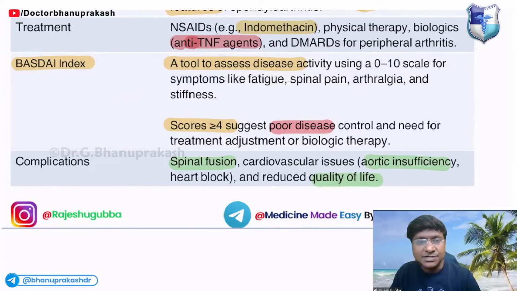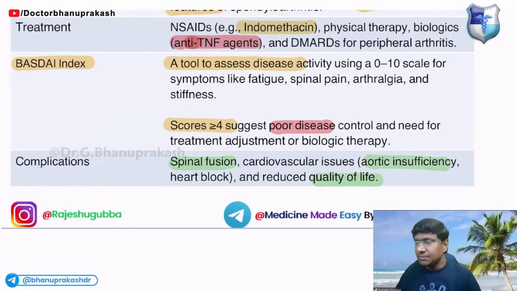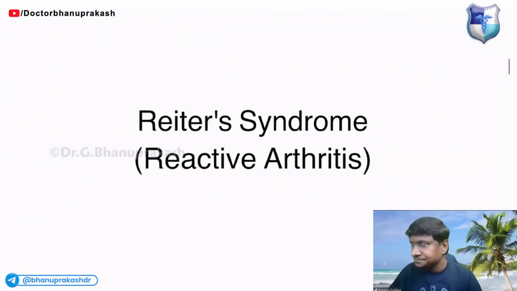And extra-articular manifestations, most common, anterior uveitis. Investigations, HLA-B27 being positive, right? And treatment, indomethacin is the drug of choice. In refractory cases, you need to give the anti-TNF agents. How will you test the refractoriness? Bath index. Complications: complete heart block and aortic regurgitation. Done. This is about your ankylosing spondylitis.